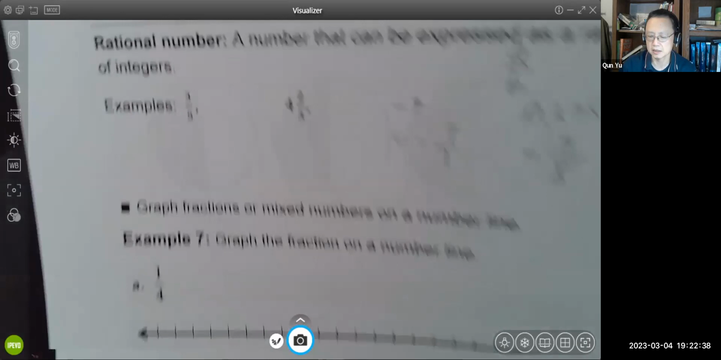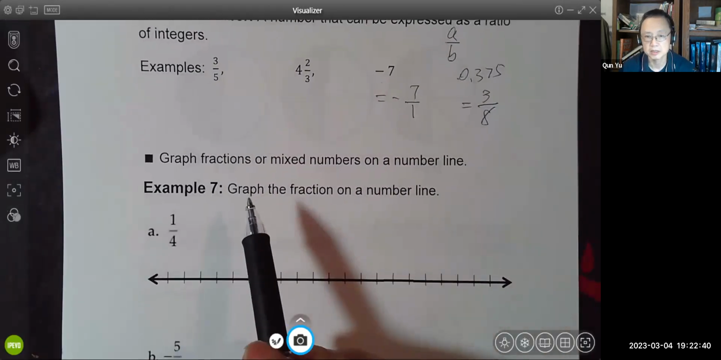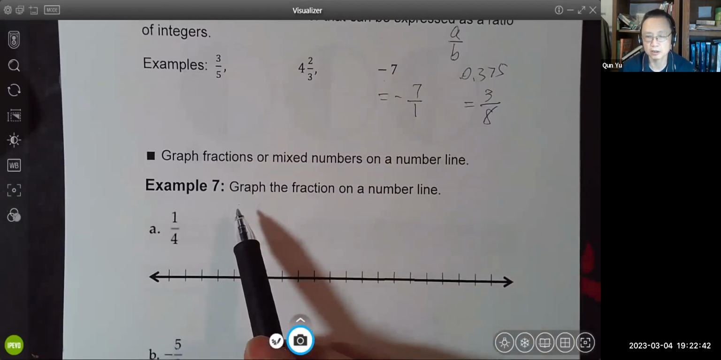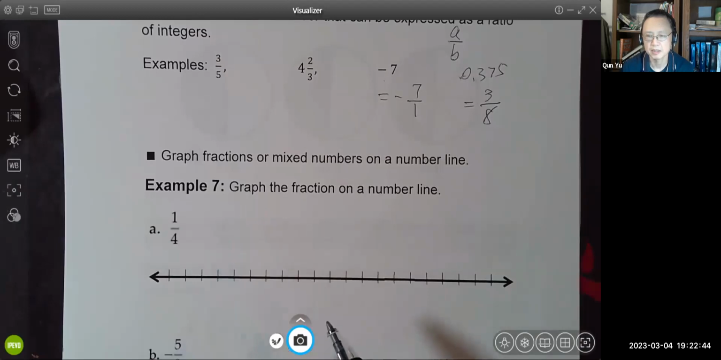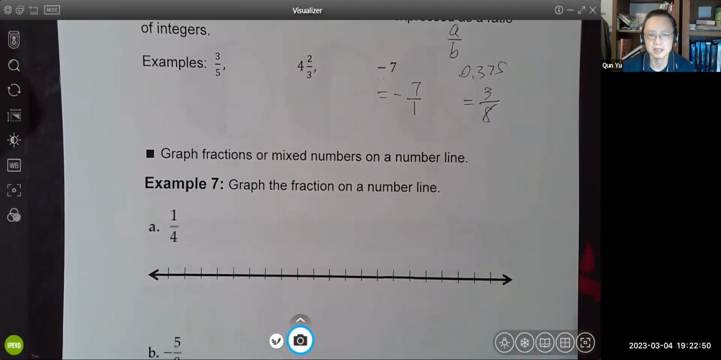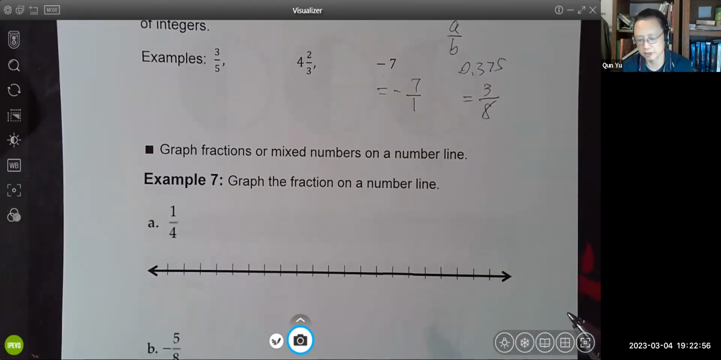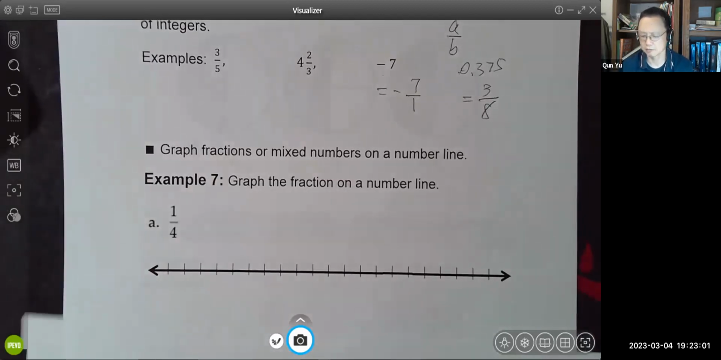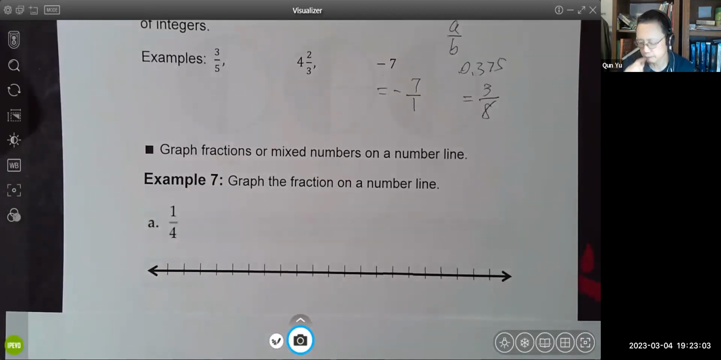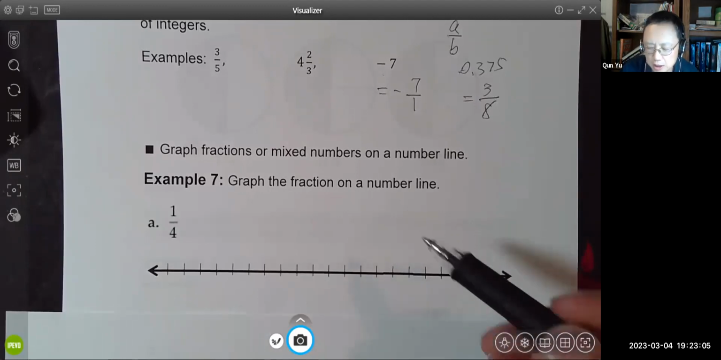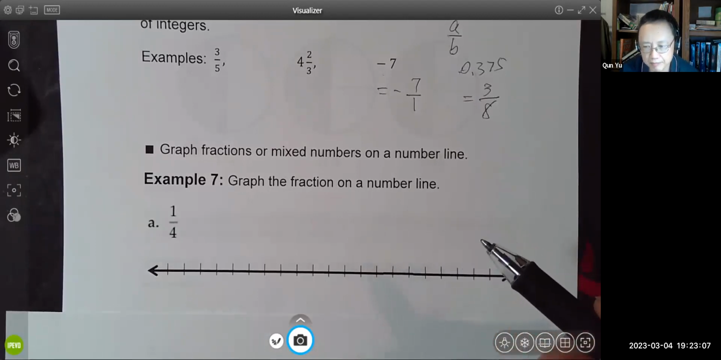Now, here's another objective: graph fractions or mixed numbers on the number line. We know how to graph a whole number already from the whole number chapter, right? Now let's see how we graph a fraction, including negative fractions. We do these numbers one by one. The first one, 1/4, is smaller than 1, right?